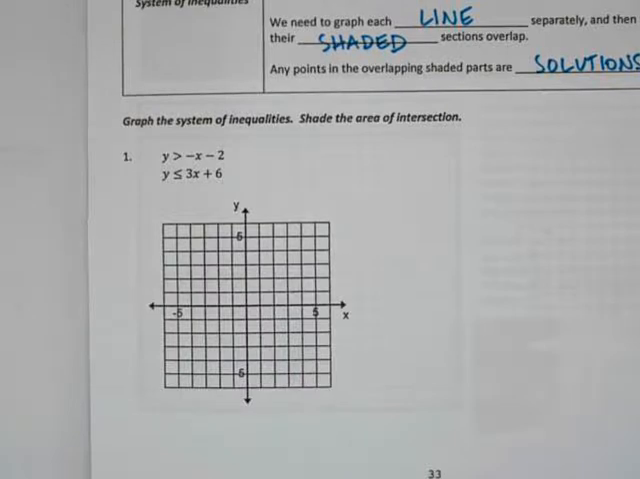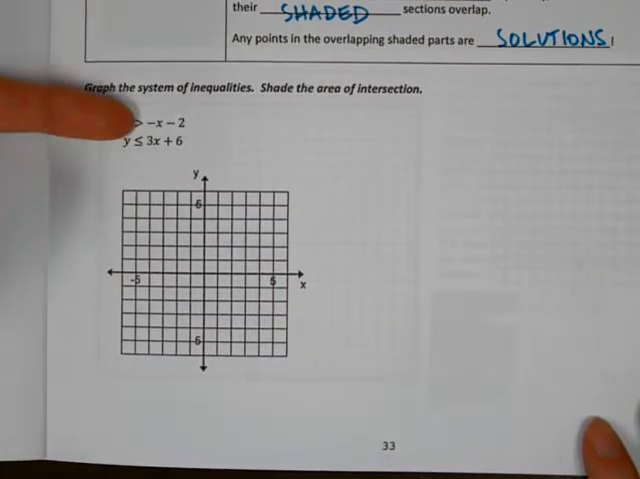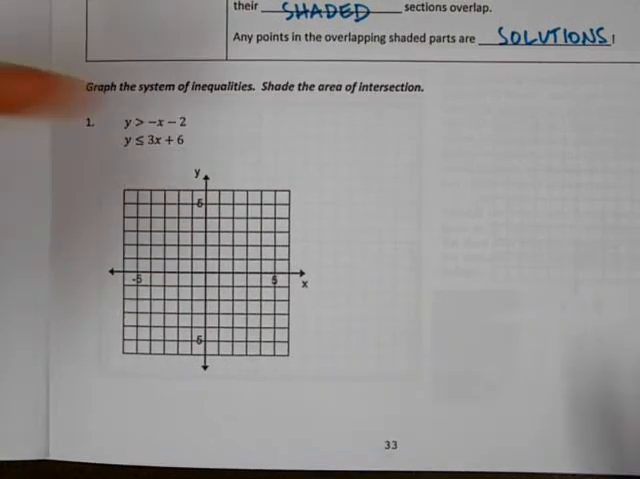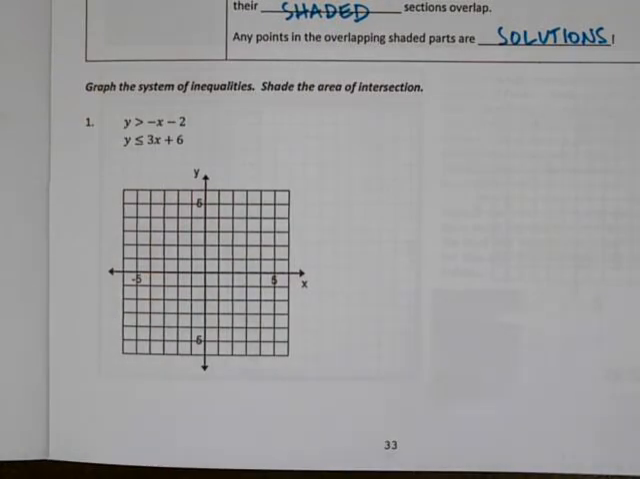All right, so pretty much, guys, all you're doing is you're graphing and shading this line, and then you're graphing and shading this line, and you're seeing where the shadings overlap. So really nothing that new today.